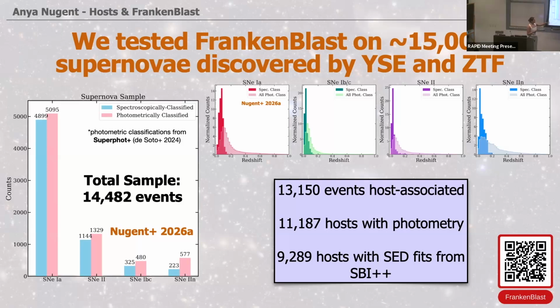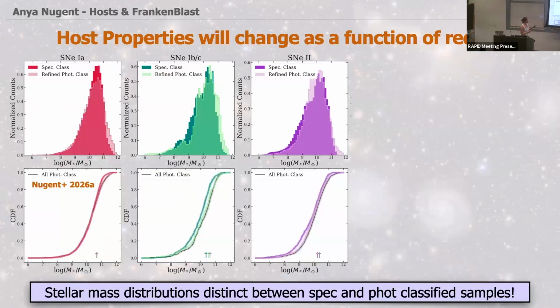Something that I really quickly wanted to mention is that we did a comparison between spectroscopically classified supernova host galaxies and photometrically classified supernova hosts. And you'll notice here that photometrically classified supernovae tend to occur at higher redshifts. Now that's important because this actually affects the distributions that we get for stellar mass and star formation rate, redshift-dependent parameters, as these do evolve as a function of redshift.